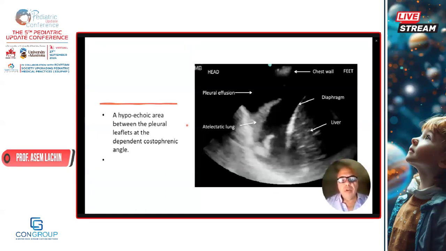These are pictures of a hypoechoic area between the pleura, and this is the pleural effusion here. And you can find here the lung tissue, which is collapsed by the pressure of the effusion. And this is a part of the diaphragm, part of the liver. So most probably we can see the pleural effusion in the costophrenic angle, left and right, by the R4 and R3 of the lung ultrasounds.